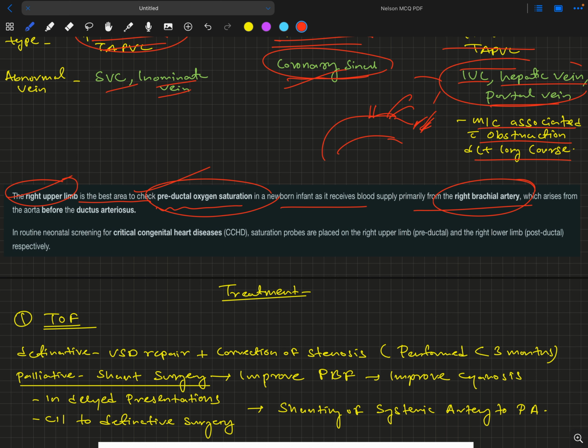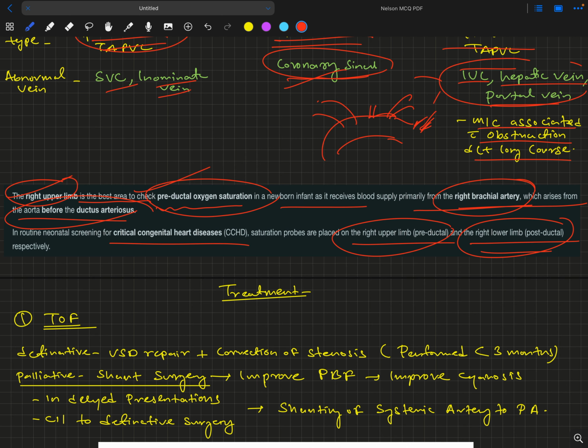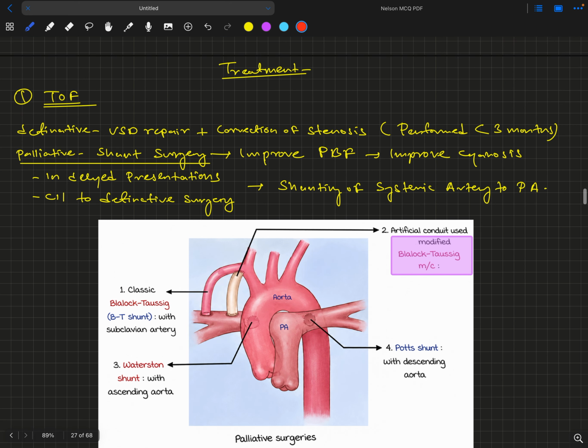So the right upper limb is the best area to check pre-ductal oxygen saturation in a newborn infant, as it receives blood primarily from the right brachial artery, which arises from the aorta before the ductus arteriosus. In routine neonatal screening for congenital heart disease, saturation probes are placed on the right upper limb for pre-ductal and the right lower limb for post-ductal. So right upper limb oxygen saturation is measured as pre-ductal, and right lower limb as post-ductal, respectively. Now let's come to treatment.